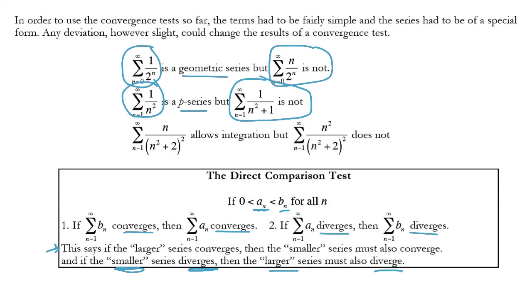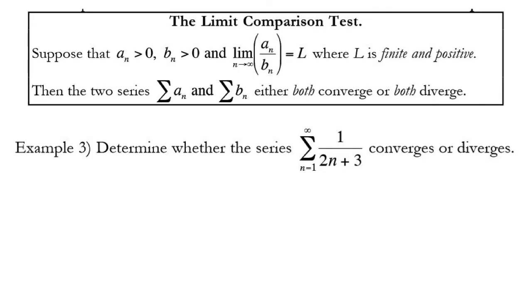Okay, looking at another test, we have our limit comparison test, and the limit comparison test is another great quick way to go through and see what happens here. So you have to keep in mind that A and B are both greater than 0, and when you find the limit of A over B and you get a limit value that is finite and positive, then the two series will both converge or diverge.